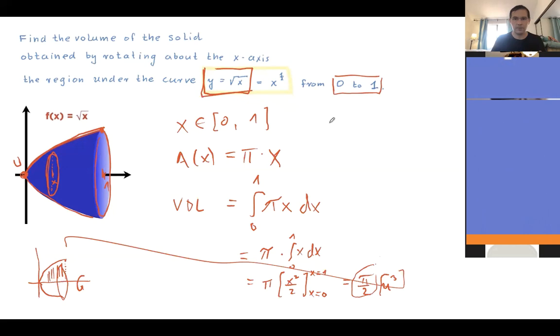Also, as a practice problem, it's not a homework, but if you'd like, you can do the same function, square root of x. But now, let's do this revolution about the y-axis. Exactly the same idea. So you get a three-dimensional solid that looks something like this. It's kind of like a cone. So you get a three-dimensional solid S, and you can compute the volume of this one.